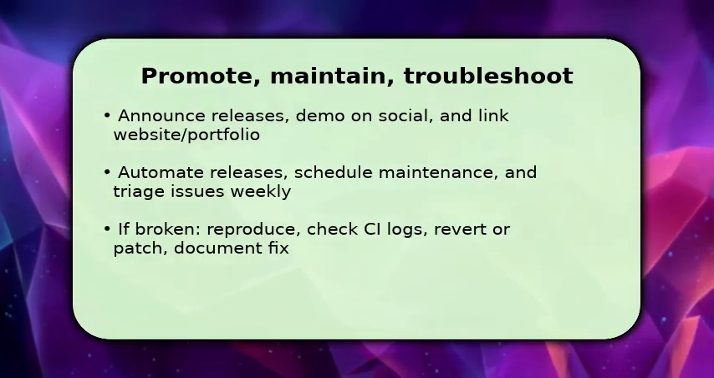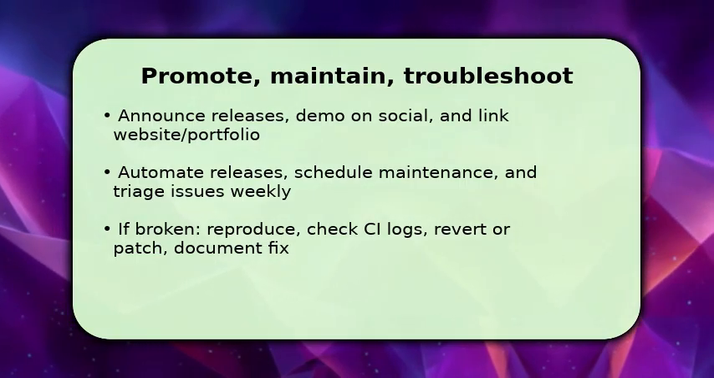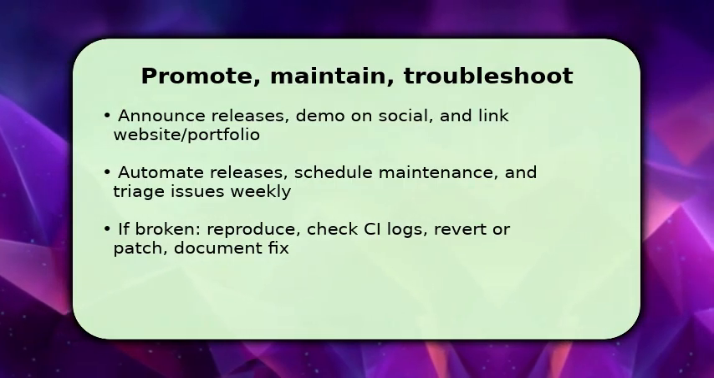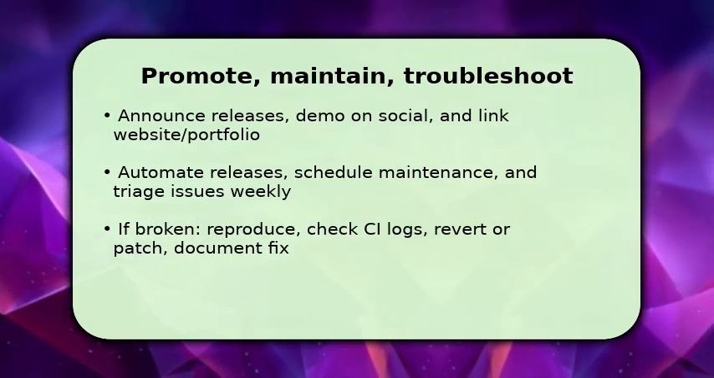If something breaks, reproduce the bug locally, inspect CI logs for errors, and if necessary, revert the bad commit or ship a patch. Document the fix in the PR and change log. This ensures your GitHub presence stays attractive and trustworthy.